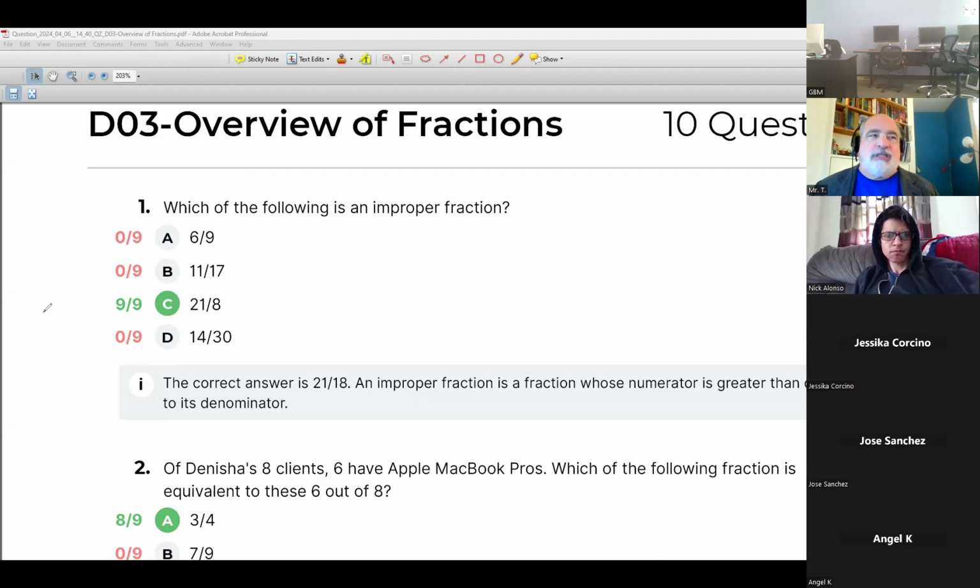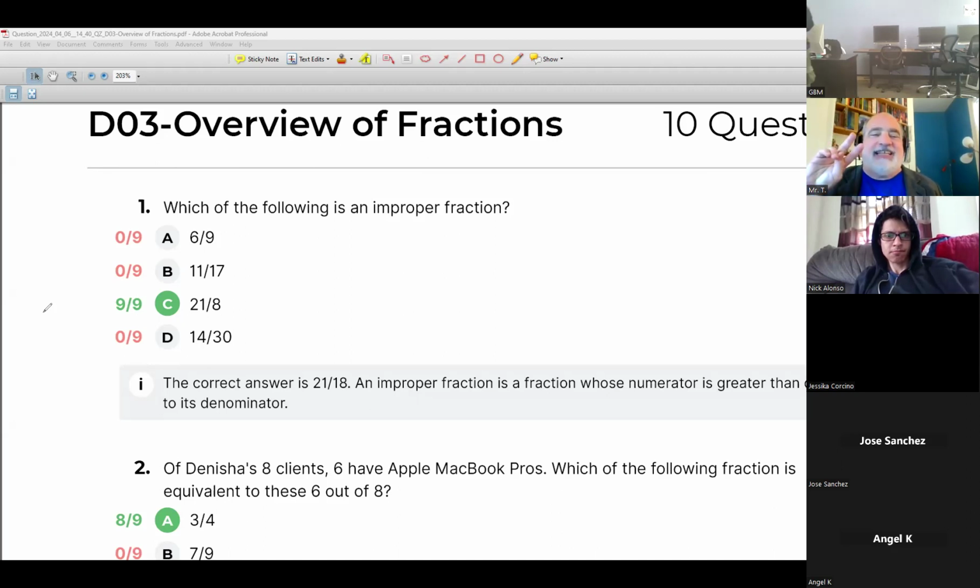Are you sure? Say it again. Opposite. Somebody help me! Janita, help me. The denominator is smaller than the numerator. Right. Okay, let's just get it straight. The numerator is larger than the denominator.